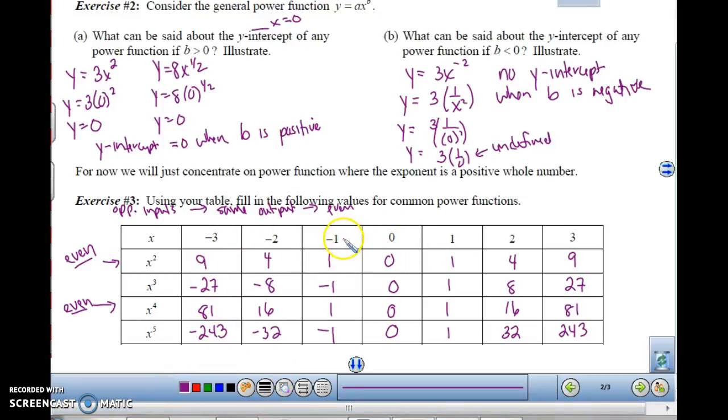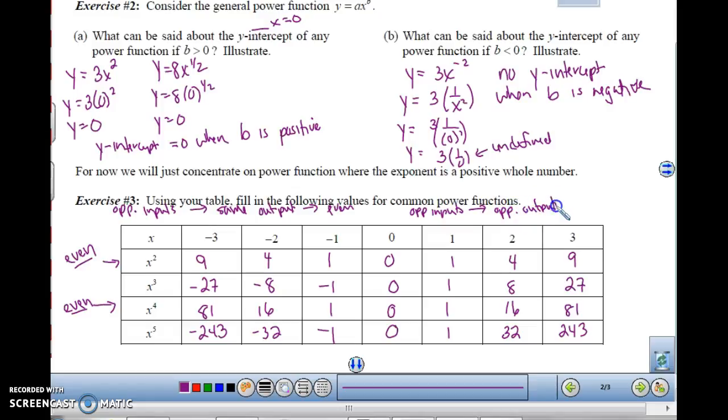Okay, so look at x to the third and x to the fifth. When we have -1, we got -1. When we had +1, we got +1. When we had 2, we got 8. -2, we got -8. All right, so that means opposite inputs give you opposite outputs.